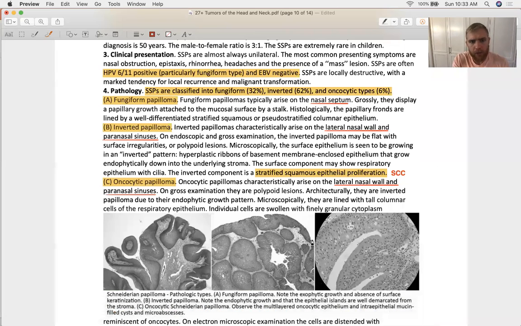Let's go back to the SDL quickly. So we got 3 types. Fungiform, inverted, oncocytic. Because these are papillomas, they are all associated with human papillomavirus. Imagine that. Now, 6 and 11 like to cause polyps. 16 and 18 are the very high-risk human papillomaviruses, I recall.